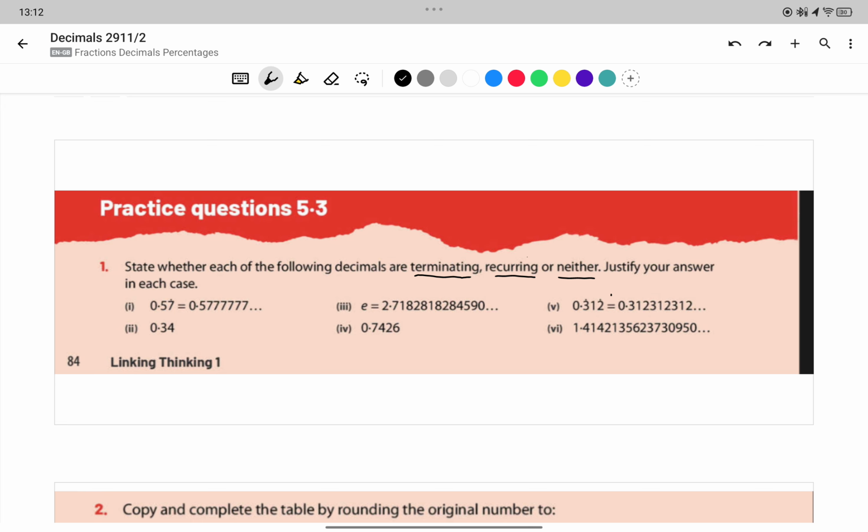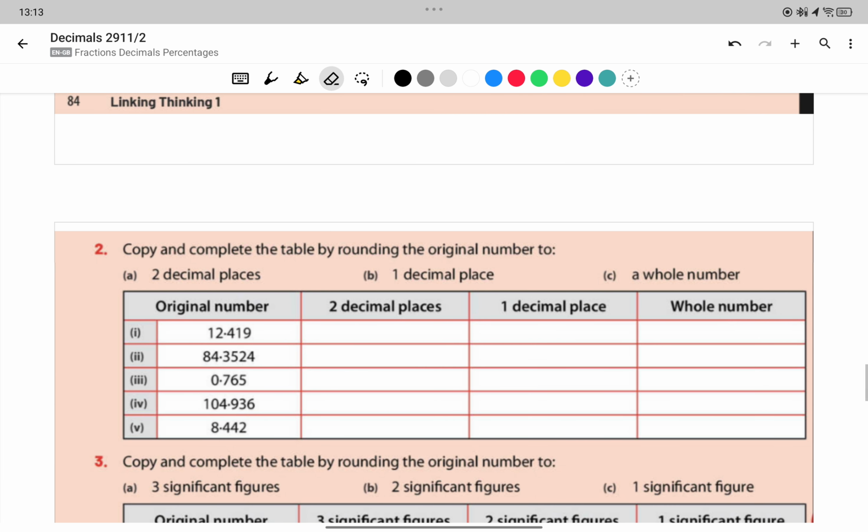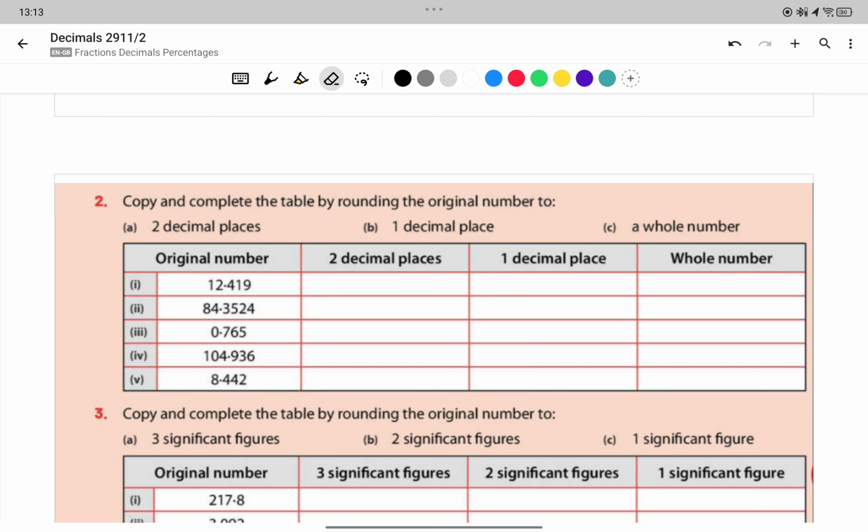This one has the dots. So that pattern 3 1 2 3 1 2 3 1 2 goes on and on and on forever. So maybe that's the same kind. This one, there's no dots. Looks like that is it. That one would be terminating because it just stops there. And if you were to add in numbers, it would be 0 that you're adding in. So it's terminating.